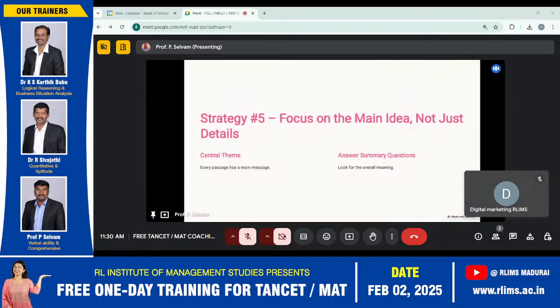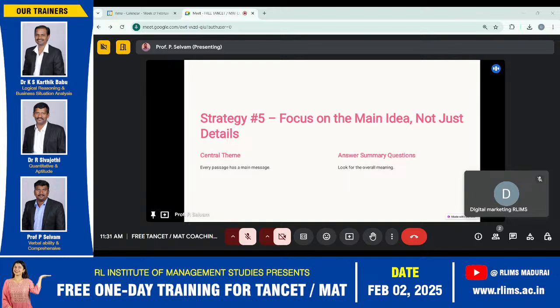And strategy number 5, focus on the main idea, not just details. For example, you are given a passage. The first question in the passage is asking about a year. You are given a big passage that has 4 paragraphs. For the first paragraph, you are reading the question. That question is asking you about the year in which something was done.